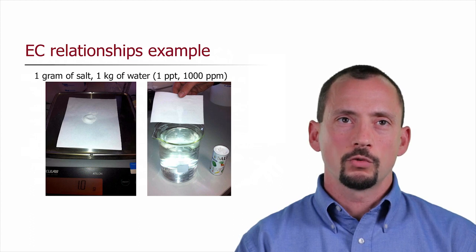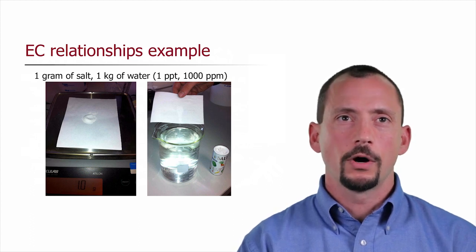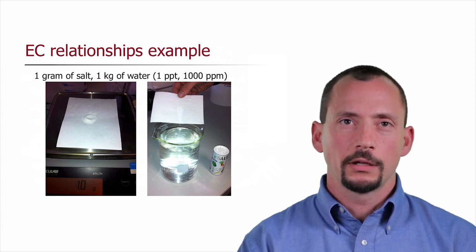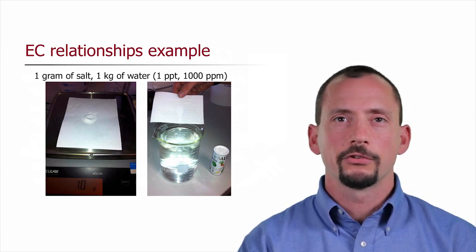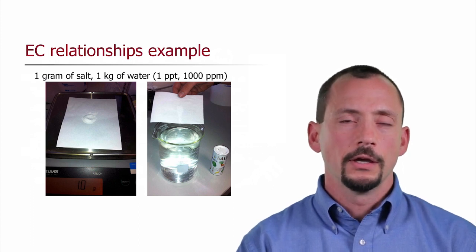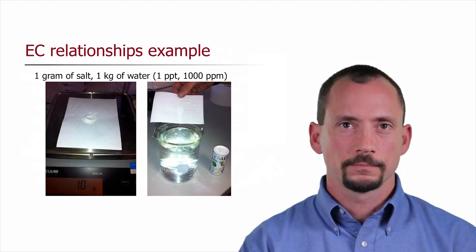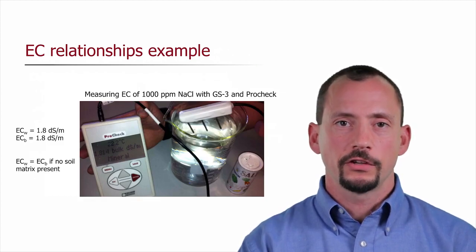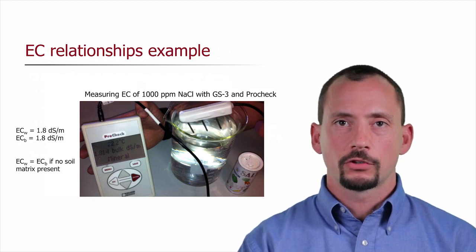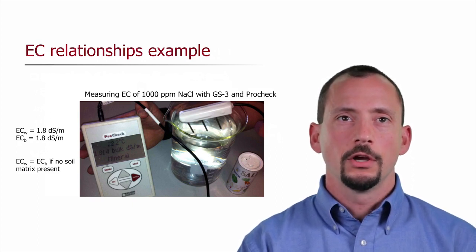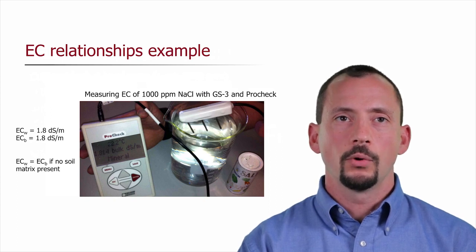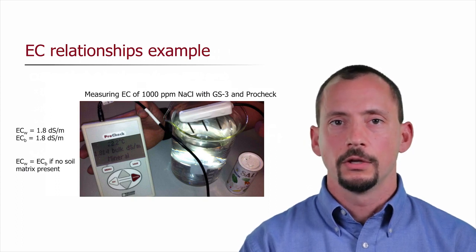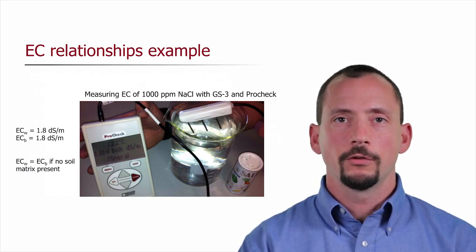So what we start with here is 1 gram of soil in 1 kilogram of water. So we weigh out a gram of sodium chloride and we mix that into a kilogram of water. And this gives us a 1 part per thousand or a 1,000 part per million salinity solution. So if we use an electrical conductivity sensor and measure the electrical conductivity of that solution, what we find is that it turns out to be about 1.8 decisiemens per meter. Okay, this is the ECW, the electrical conductivity of the water.